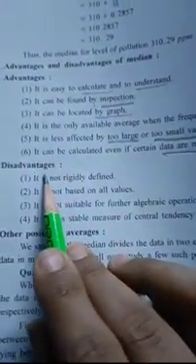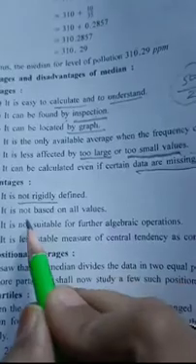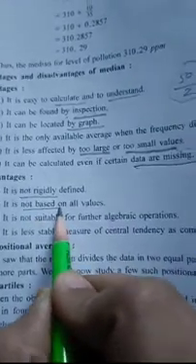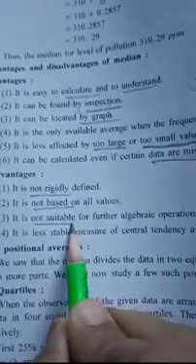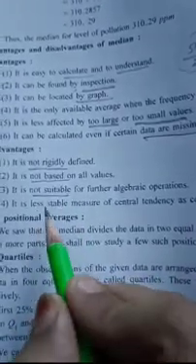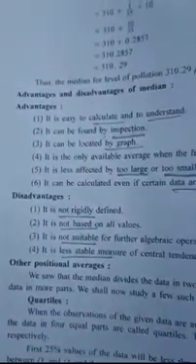Now let's see the disadvantages. Not rigidly defined, not properly arranged, not based on all the values, each and every value is not being taken, not suitable for mathematical formula, a perfect formula is not coming over there. Then it is a less stable measure of central tendency compared to mean, meaning comparatively the particular tendency is very less. Okay, so these were the advantages and disadvantages.